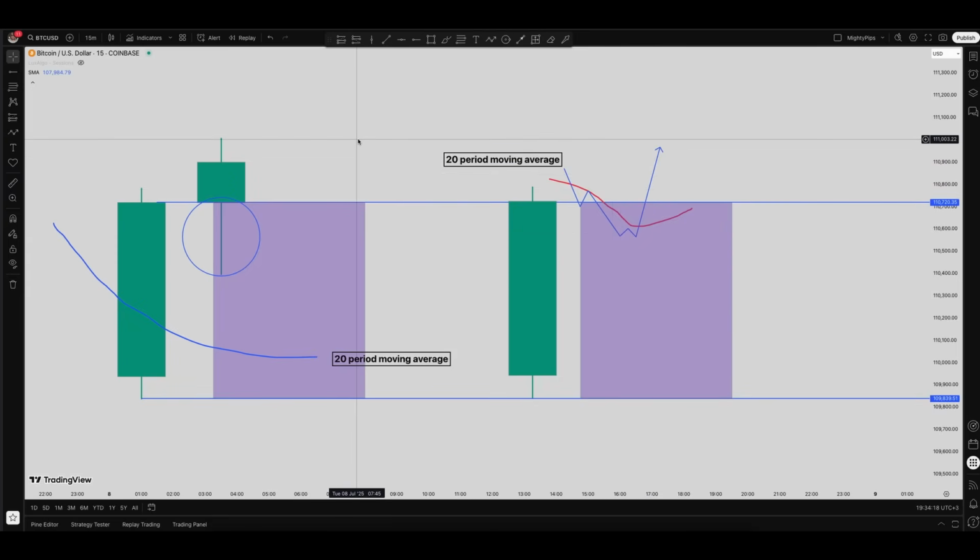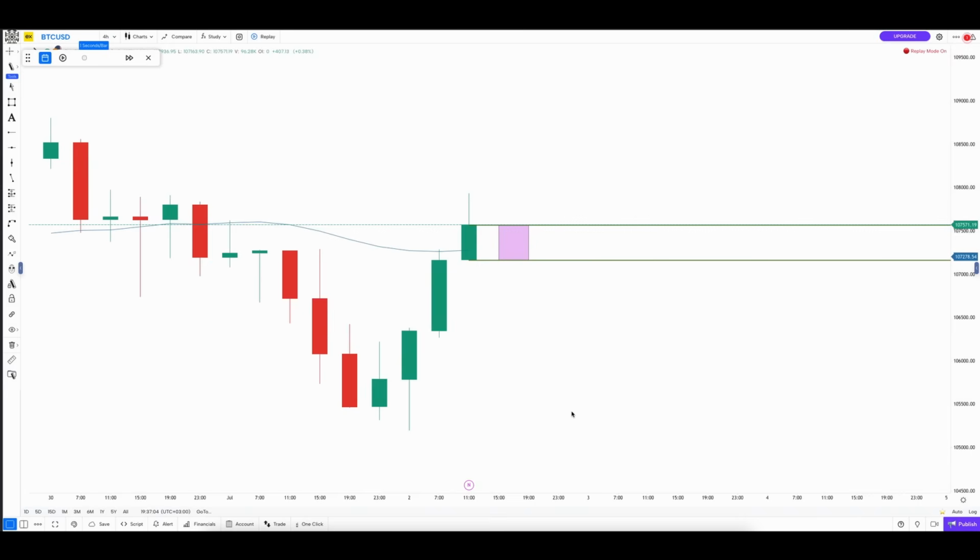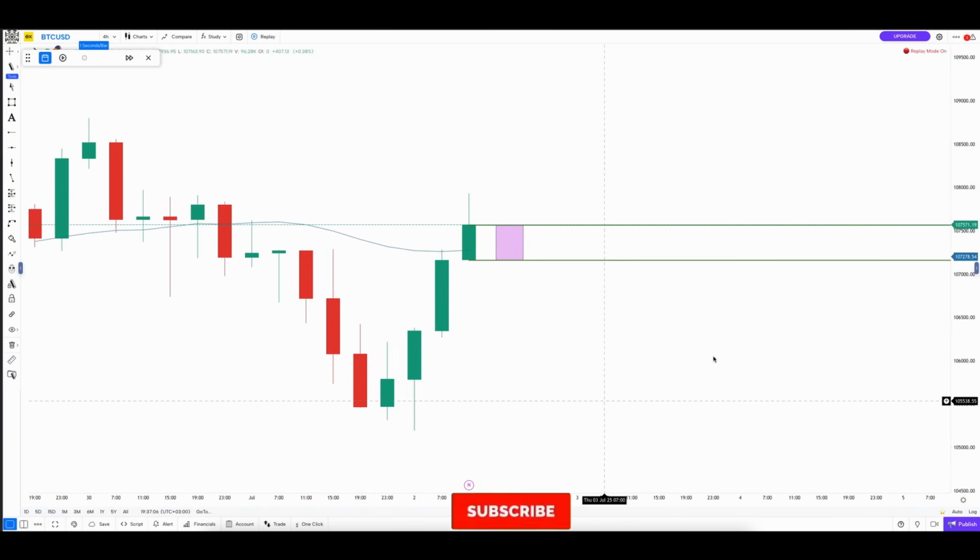Let me show you guys with a bar replay how I would enter a trade using this. We're going to do this on Bitcoin. All right, guys, so we are here on the BTC USD chart. This is a 4-hour chart.